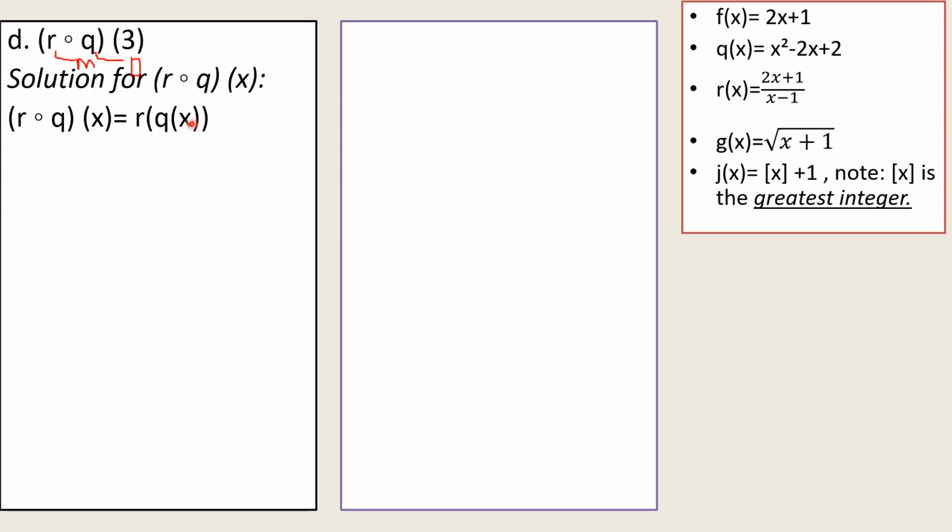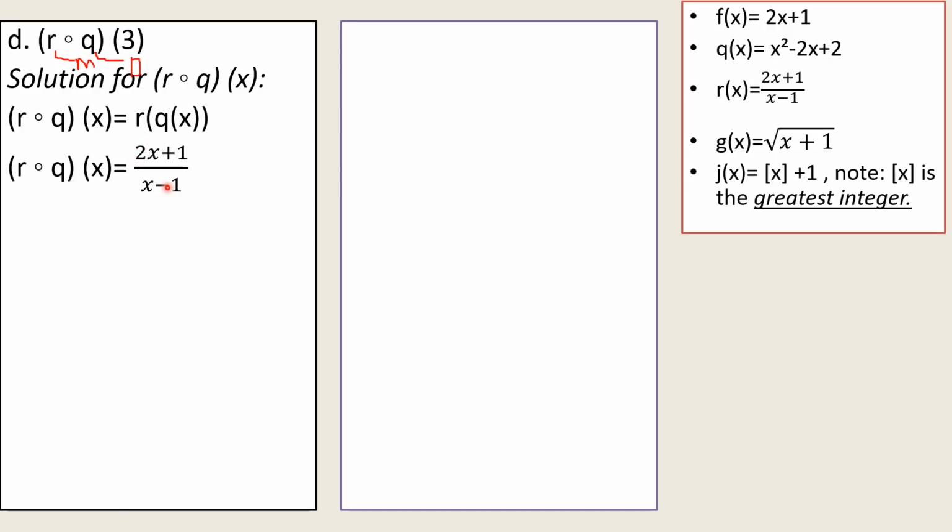Tapos, next step tayo. Ayan. So, main function muna yung isusulat natin, which is R. Anong value ng R dito? 2x plus 1 over x minus 1. So, 2x plus 1 over x minus 1, that would be the value of the main function R.